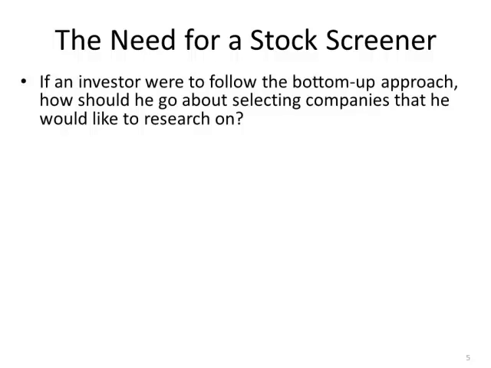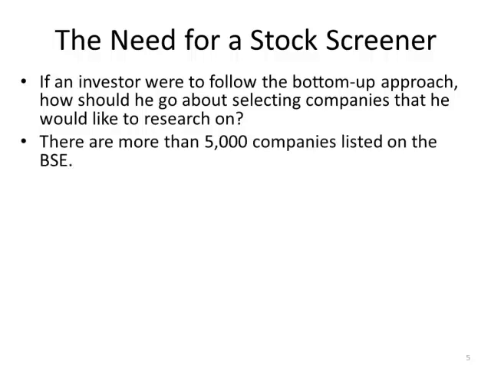So let's suppose we now decide we're going to follow the bottom-up approach. How do we go about selecting the companies that we want to research? The difficulty with the bottom-up approach is that if you're starting with individual companies, there are just lots of companies out there. For example, on the BSE, the Bombay Stock Exchange, there are more than 5,000 companies listed, right? And that's a lot of companies.